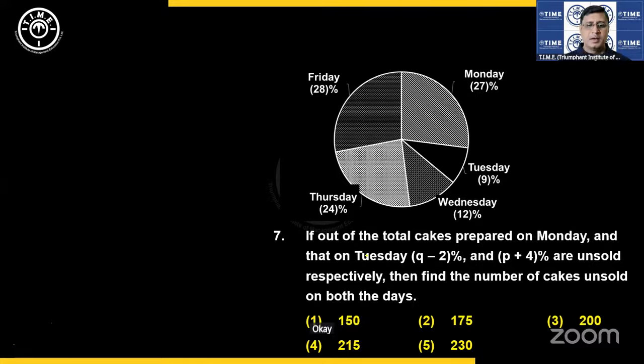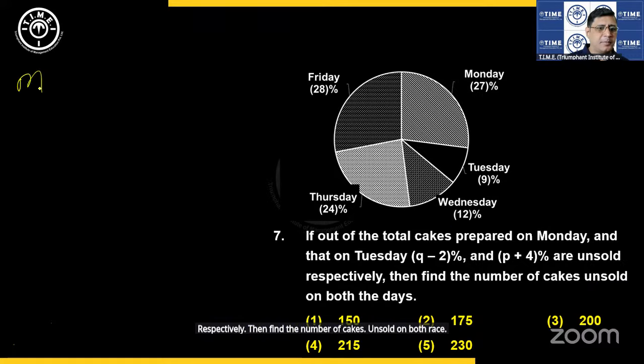If, out of the total cakes prepared on Monday and that on Tuesday, Q minus 2% and P plus 4% are unsold respectively, then find the number of cakes unsold on both the days, Monday and Tuesday. How many are sold on Monday? How many are unsold? Just look here.